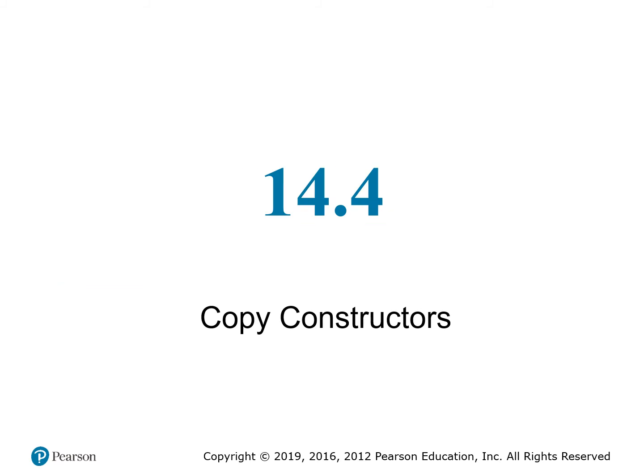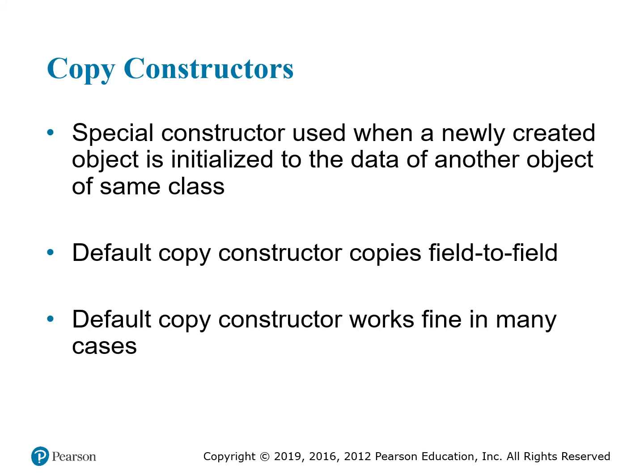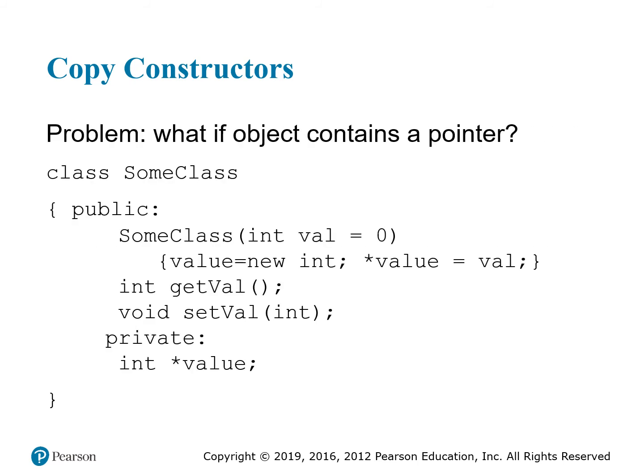Okay, but what if copying your object like that is a little more complicated? What if, for example, you have pointers to things? The default copy constructor copies field to field, and that works fine in many, perhaps even most cases. But what if your value is a pointer? Well, what we would copy is not the value, but the memory address that that pointer points to.